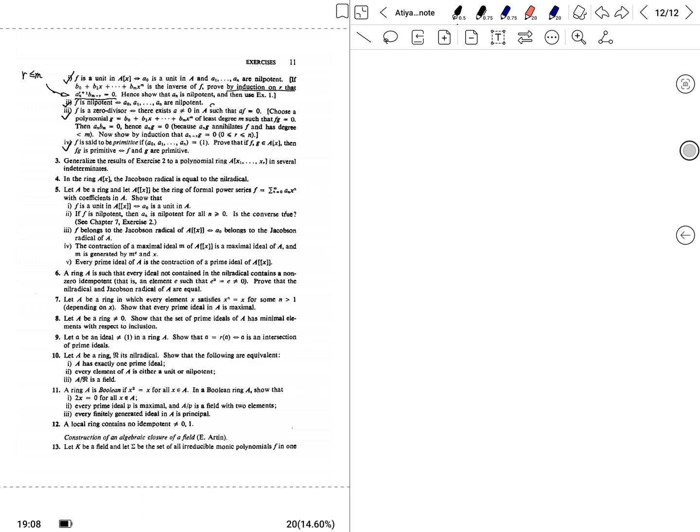Okay, and conversely, we have proved if it is a unit, then the constant term is a unit and all the others are nilpotent. Good. So the second statement in the general setting, the several variable case, we have to prove f is nilpotent if and only if all those C_I are nilpotent. In this case, all those C_I are in the nilradical of A.